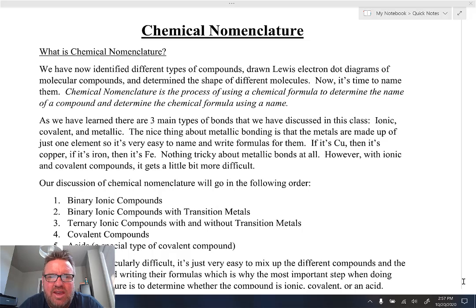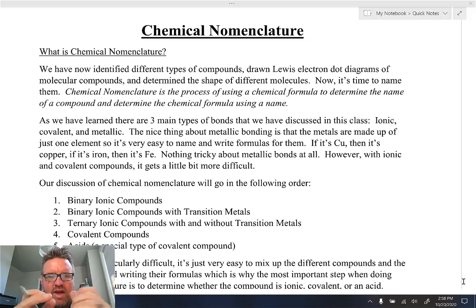Right, this is the beginning of our unit on chemical nomenclature. So we've done a lot of chemistry already in this trimester, and we've done a lot with drawing Lewis electron dot diagrams. We've drawn the shapes of those molecules. We've determined whether they're polar or non-polar.